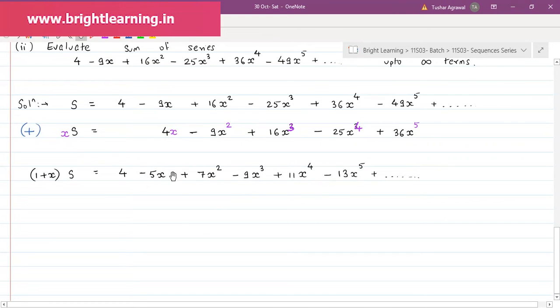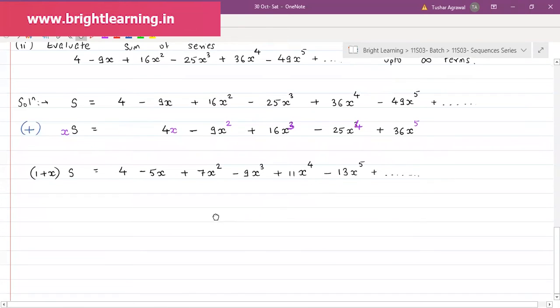Don't think of it as minus 5 plus 7 minus 9. Think of it as 5, 7, 9, 11, 13. This is an AP. Negative x, positive x square, negative x cube, positive x raised to 4, negative x raised to 5. This forms a GP. Yes or no? Where the common ratio is minus x. Minus x into minus x gives positive x square, positive x square into minus x is negative x cube, into minus x is positive x raised to 4 and so on.